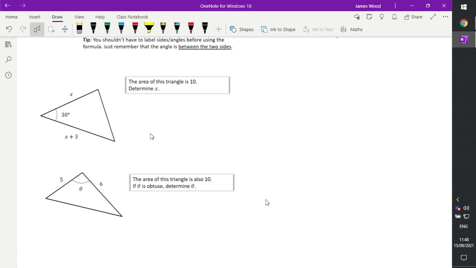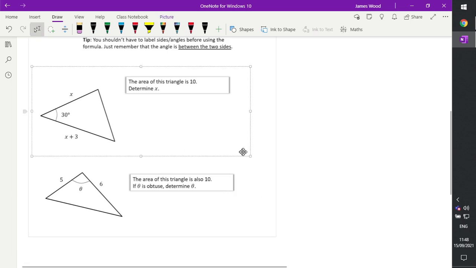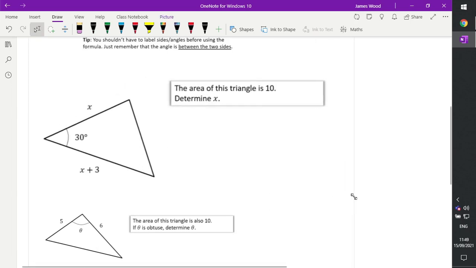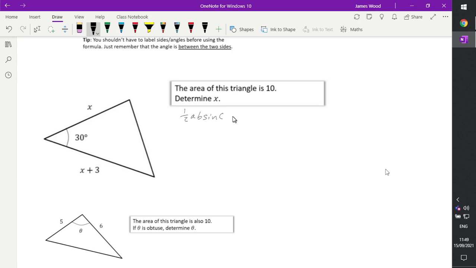Right, let's have a look at these two questions. Right, the area of the triangle is 10. Find out what x is. So that means that half AB sine C should be 10. So for us, that's going to be half times x plus 3 times sine 30 equals 10. And we've just got to then solve this equation.